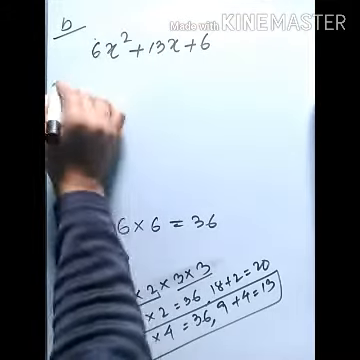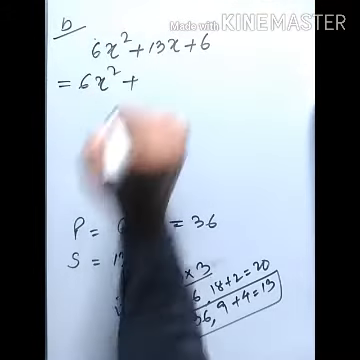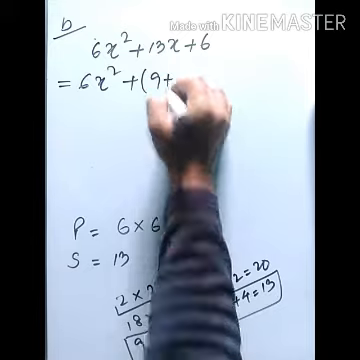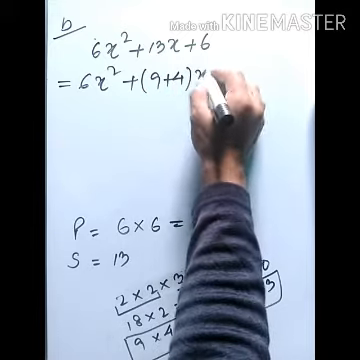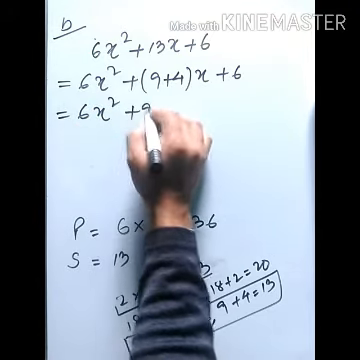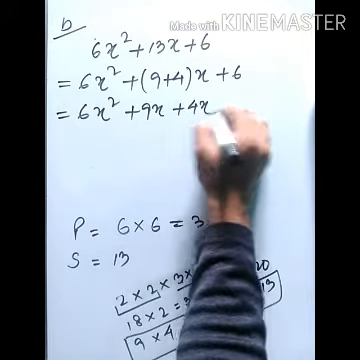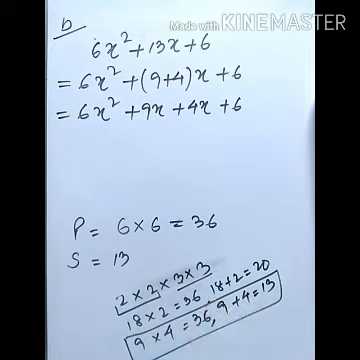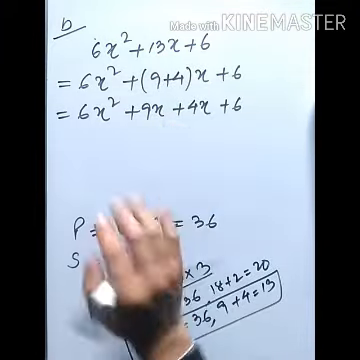Okay, so 6x square plus 9x plus 4x plus 6. Now this 13x is split in the form of 9x plus 4x.